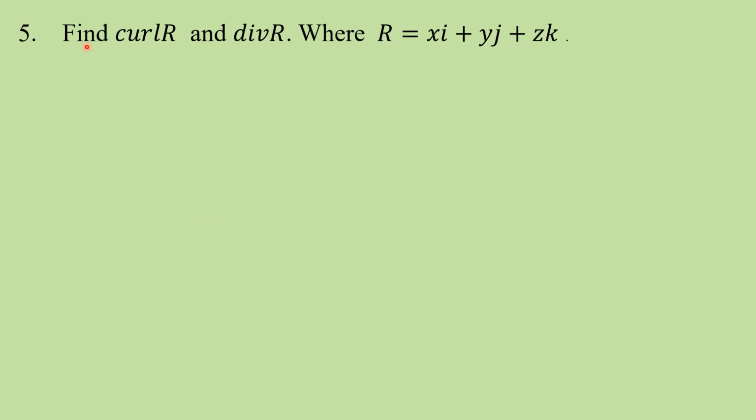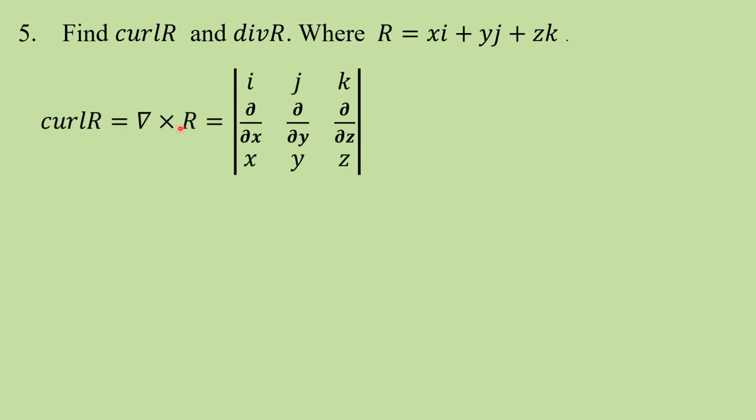Fifth question: we need to find the curl and div of a known vector r, that is xi plus yj plus zk. As all of you know, curl r means del cross r. So get the cross product between del and the vector r, that is the determinant ijk, dou by dou x, dou by dou y, dou by dou z, and the components of r are x, y, z.